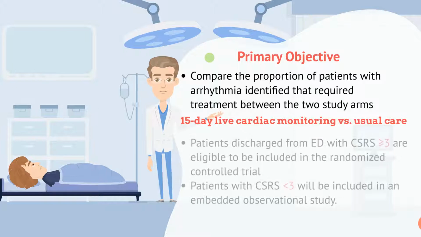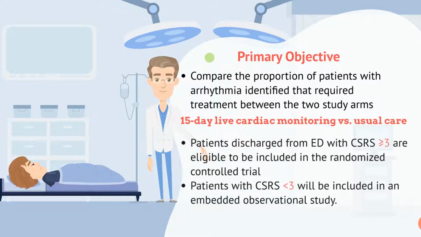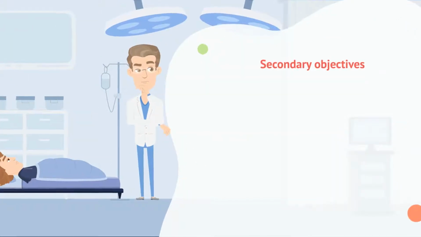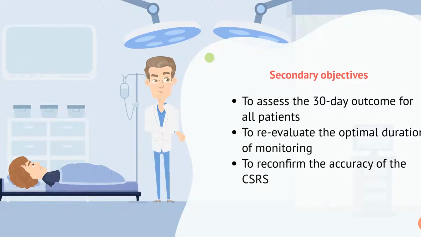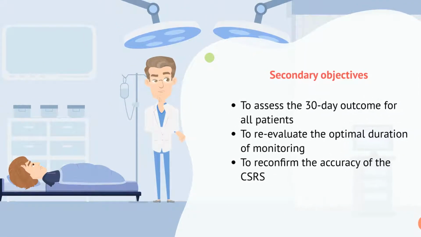Patients with a Canadian Syncope Risk Score of more than or equal to 3 and who are being discharged from the emergency department are eligible to be included in the randomized controlled trial. Patients with a score less than 3 will be included in an embedded observational study. The secondary objectives of this study are to assess the 30-day outcome for all patients, reevaluate the optimal duration of monitoring, and reconfirm the accuracy of the Canadian Syncope Risk Score.